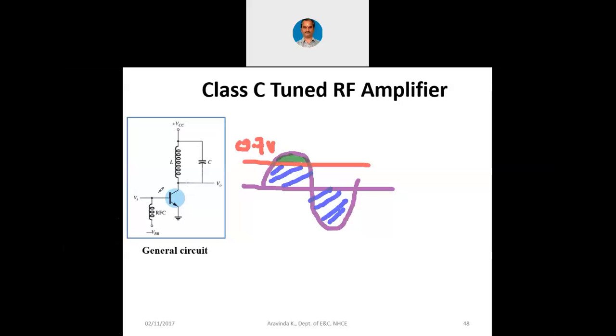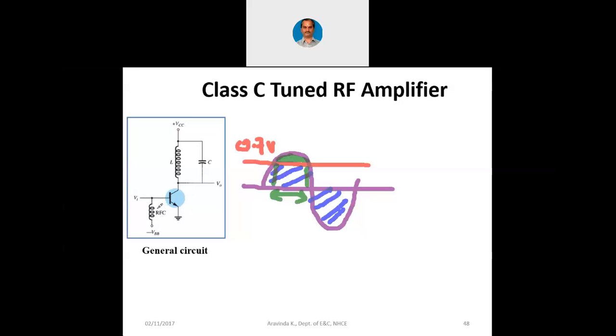The transistor will conduct only when the input signal crosses 0.7 volts. Until then, the transistor is off. So you can see out of 360 degrees, this is the angle at which the transistor is conducting. Now you can see the angle is less than 180 degrees. The conduction angle of the transistor is now less than 180 degrees. That is why it is now class C.